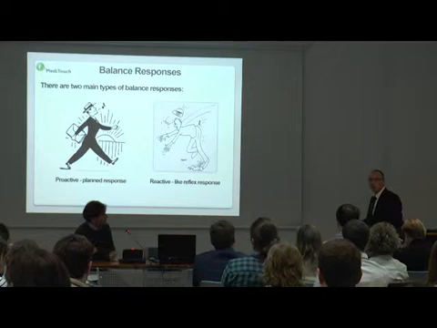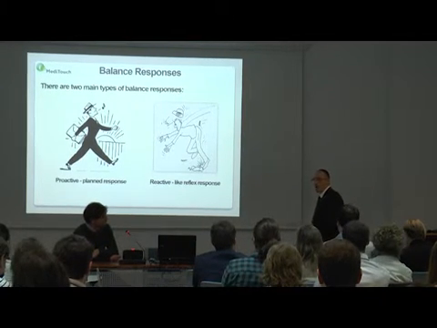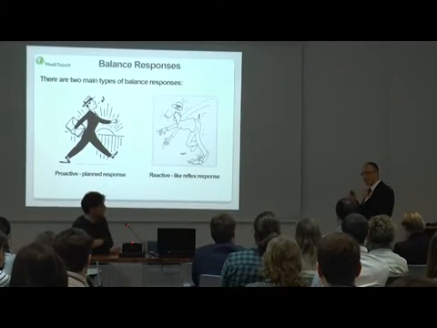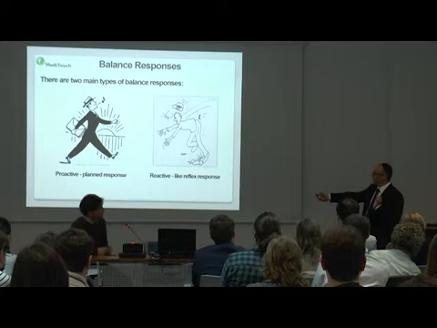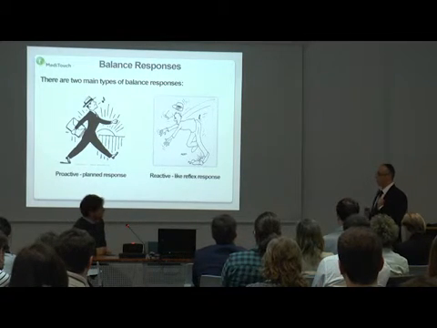So that's my weight transferring from one leg to the other, my upper body movement. All this is planned and controlled, okay? So that is the example here of a proactive planned response.